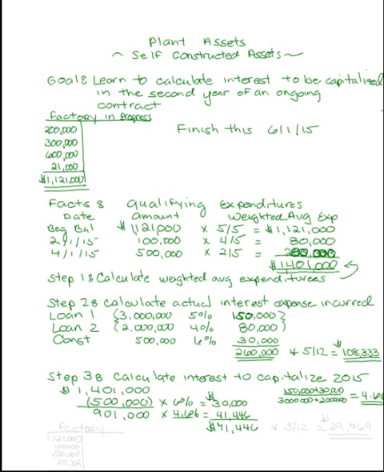So you have to do one more thing before we can call this said and done, and that's times that by 5/12. So 71,446 times 5/12. And ta-da! The total that we get to capitalize for 2015 is $29,769.